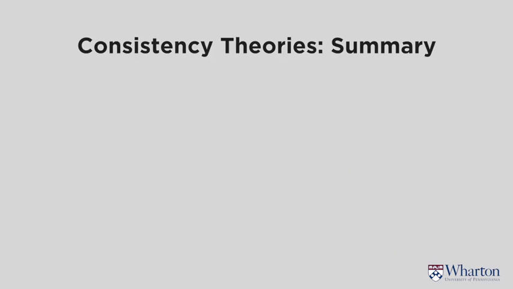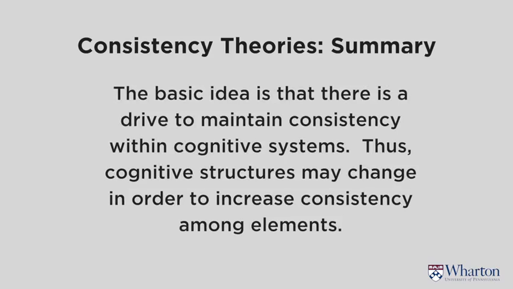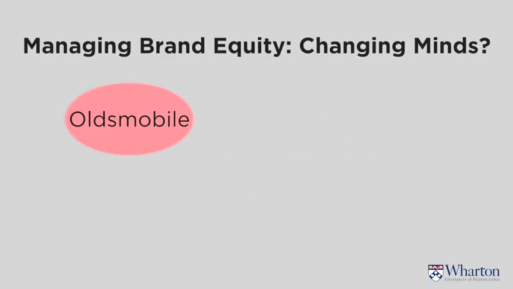It's a consistency theory. There is a drive to maintain consistency within your thinking systems. And what you do is, if it's not consistent, you change whichever one is weakest so that it is consistent. So what's the famous example? It's with Oldsmobile. Oldsmobile was known as a car that was associated with Dad, with my father.